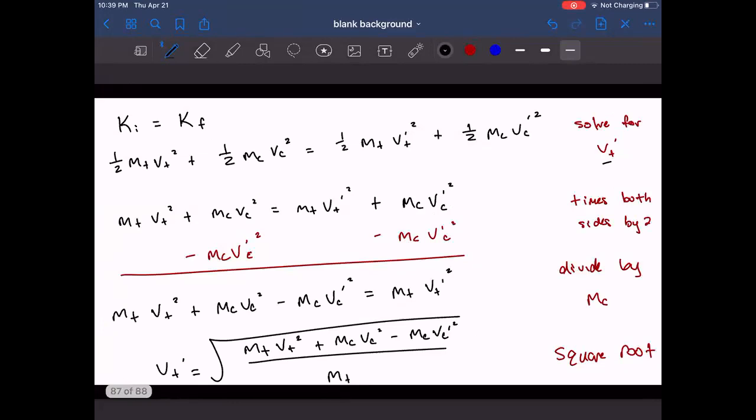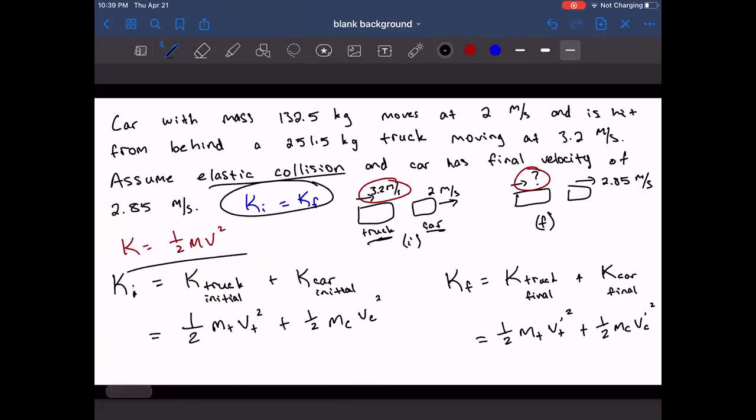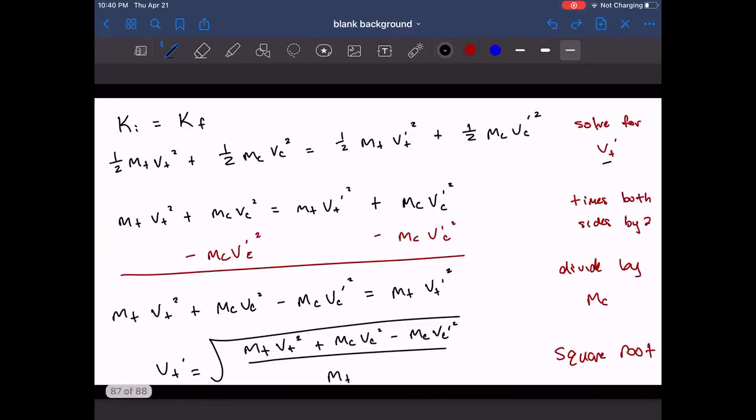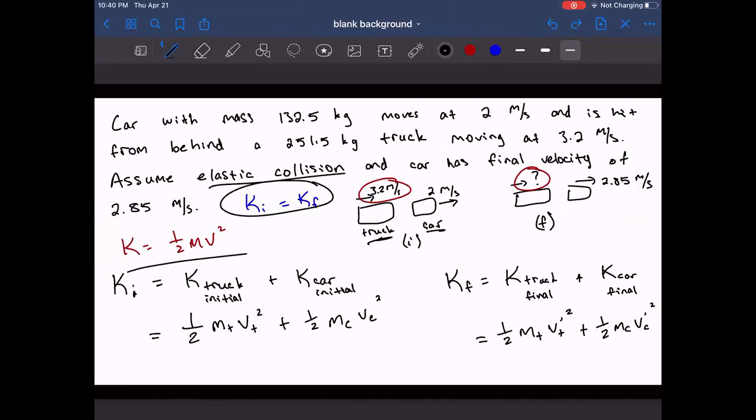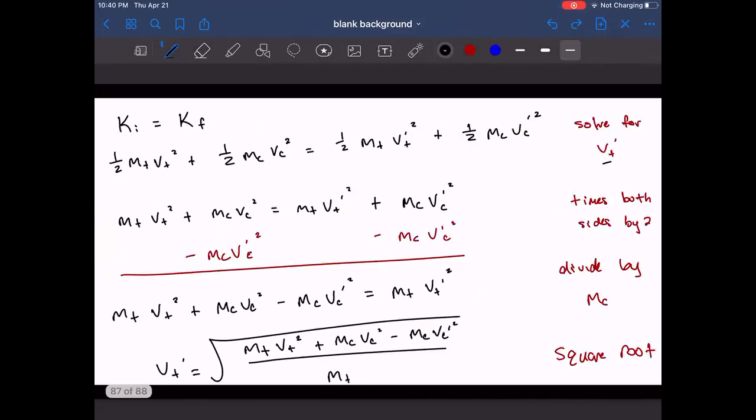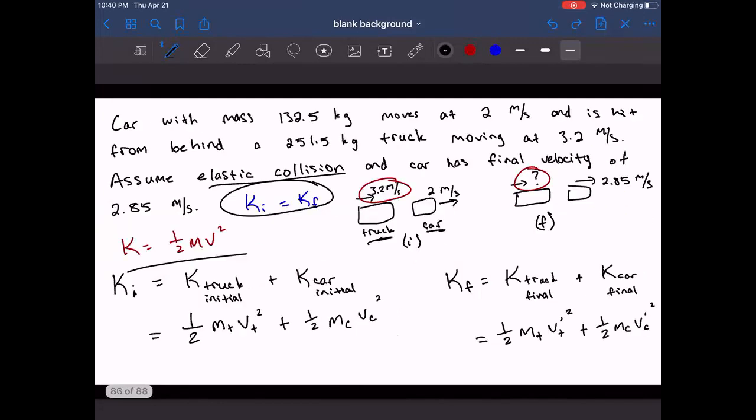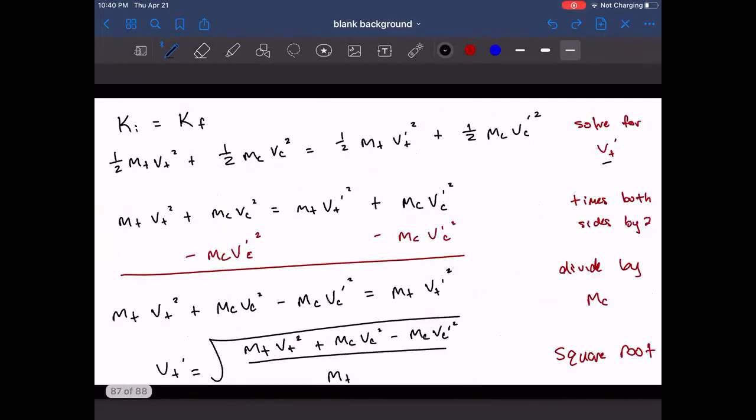251.5 times what's the initial velocity of the truck? Notice I didn't use a prime for my initial, so that must mean initial. 2.2 squared plus the mass of the car, 132.5 times 4.2 squared, minus 132.5 times the final velocity of the car, 2.85 squared. Great. Get a number, divide it by the mass of the truck. I got a number. Square root that thing. So we get 2.84.